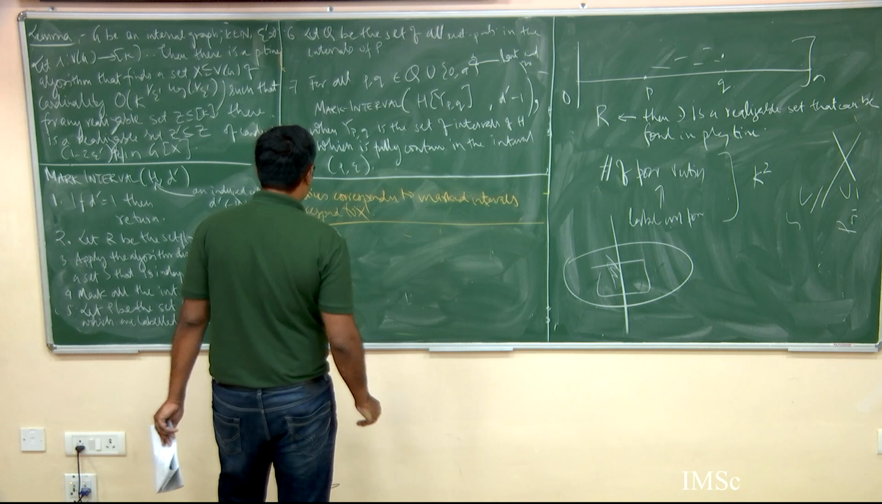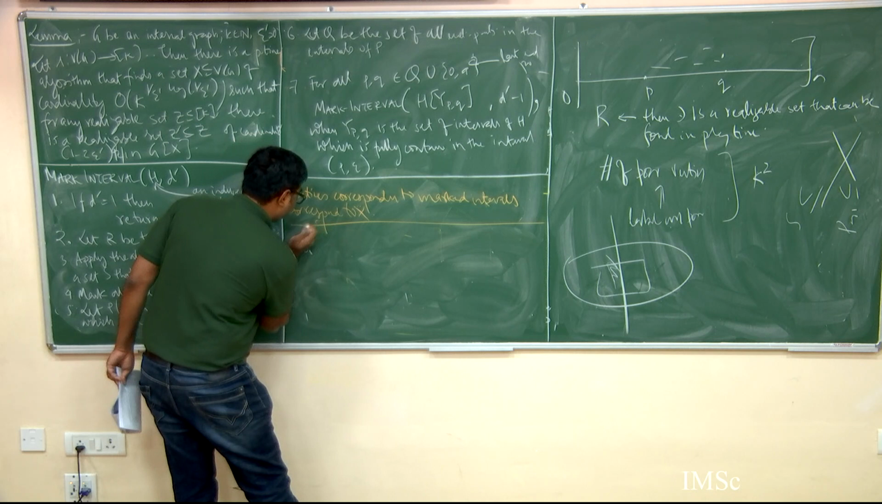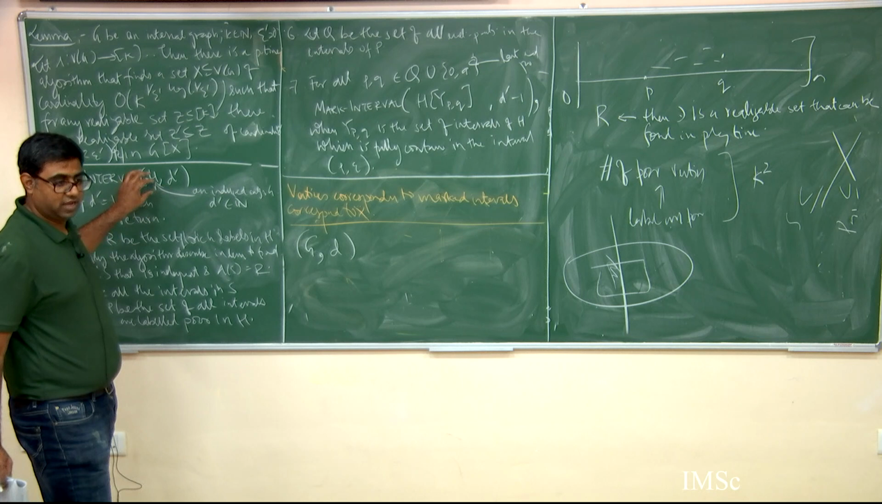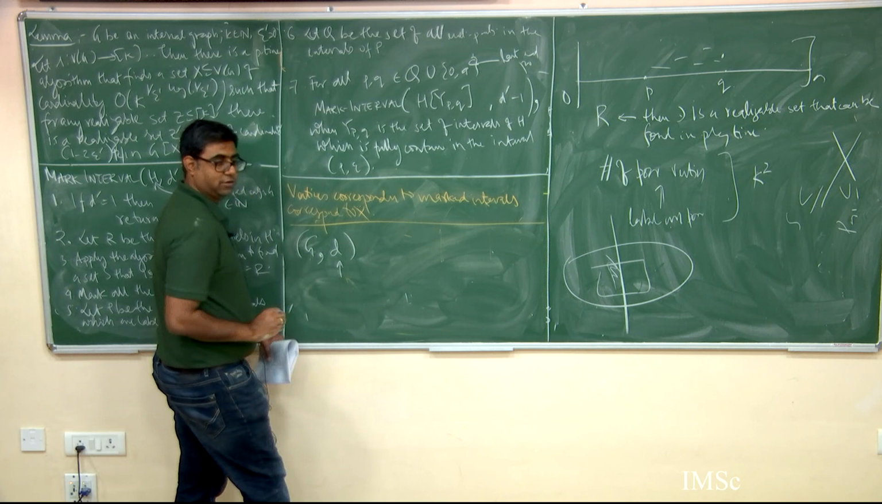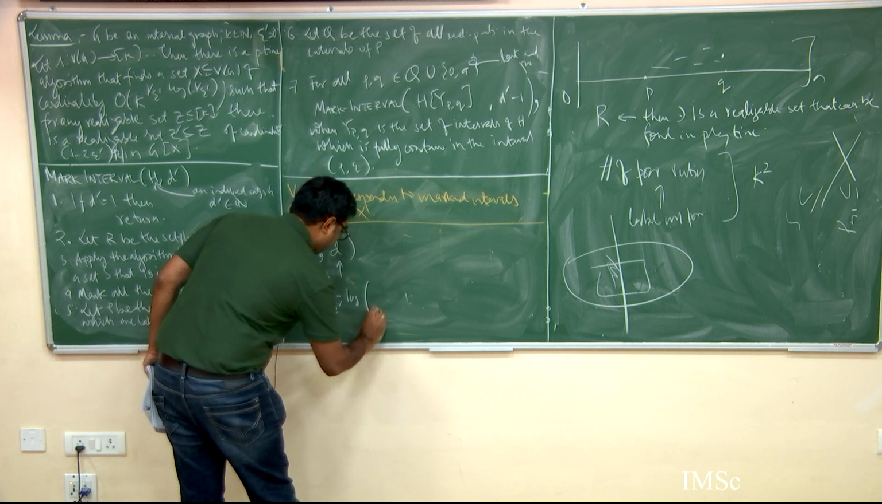What do I set d prime to be? I'm going to call my algorithm on graph G and some d. It takes some induced subgraph, but in the beginning I'm going to call my mark interval on a graph G, which is an induced subgraph of itself. So what do I set d equal to? I set d equal to ceiling of 1 by epsilon prime, because I need some integer, and log 1 over epsilon. This is what I set.